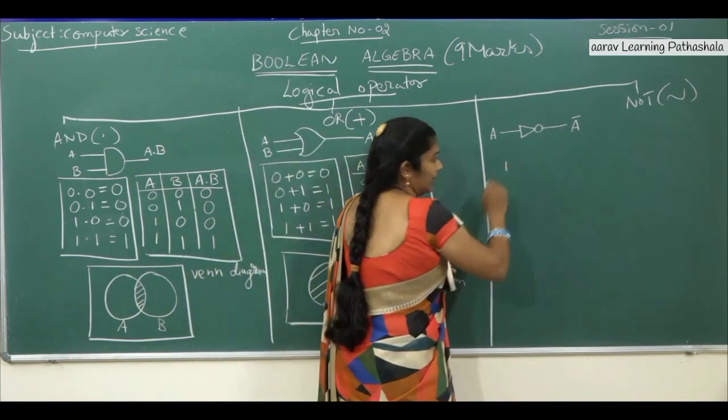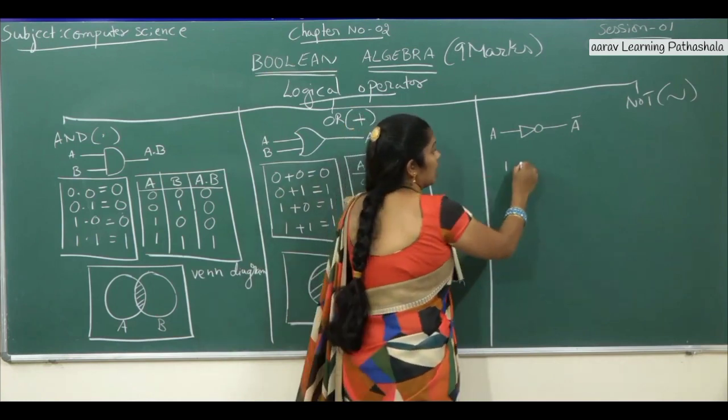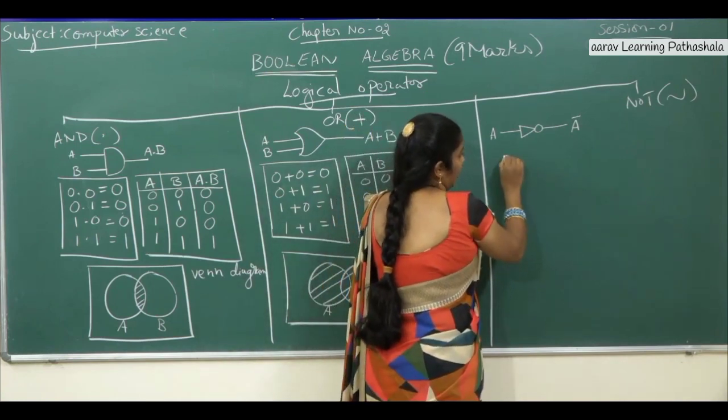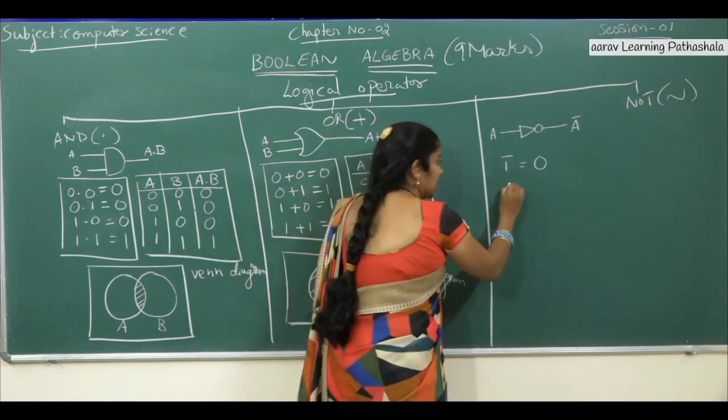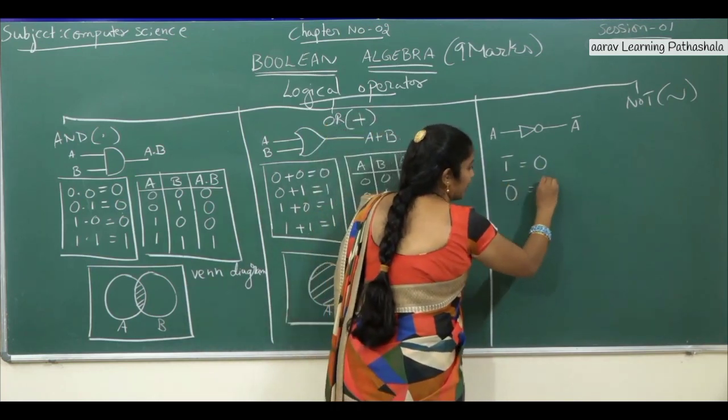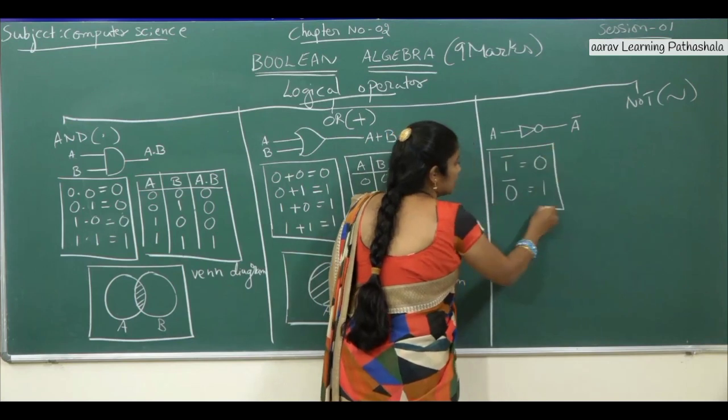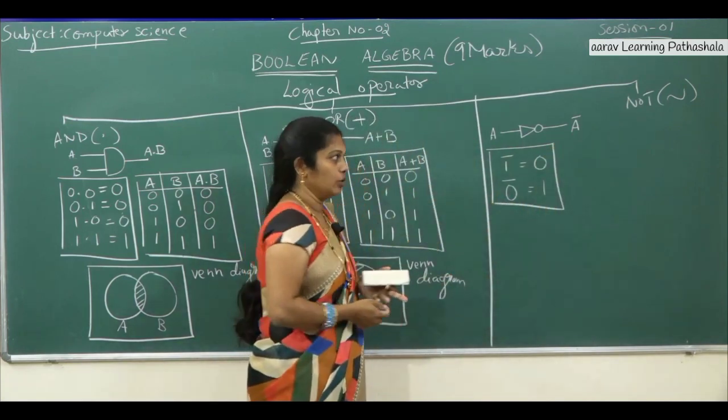For example, 1 is the input, then what is the output? Negation of that. Negation of that is equal to 0. If 0 is the input, negation of that becomes 1. These are the possible alternative values.